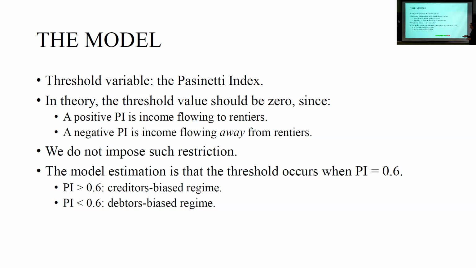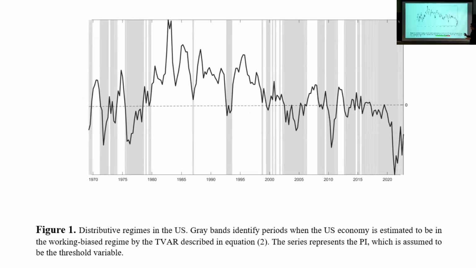And this is the Pasinetti Index again, a little bit clearer. You probably cannot see it, but there are gray shaded areas here, and if you go to the paper, you will see it better. We shaded the areas in which the Pasinetti Index is below the threshold of 0.6, and it's not shaded when it is above 0.6. Oh, there you can see. Thank you, Emma.